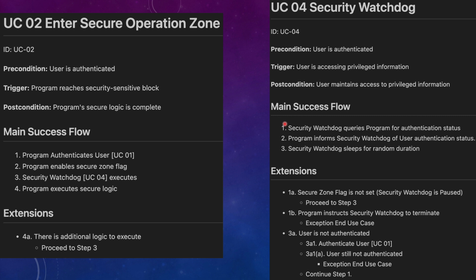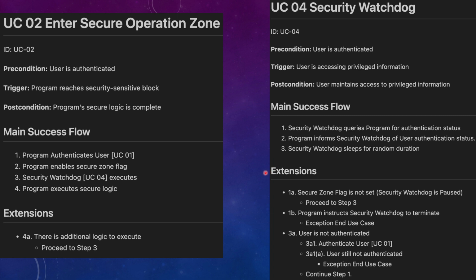Now the security watchdog will check the program flags to see if the user is authenticated. The program will then tell the watchdog the user is authenticated. This is the step where we would catch someone using an instruction skipping attack. Because we're assuming things go well, we can have the watchdog sleep.